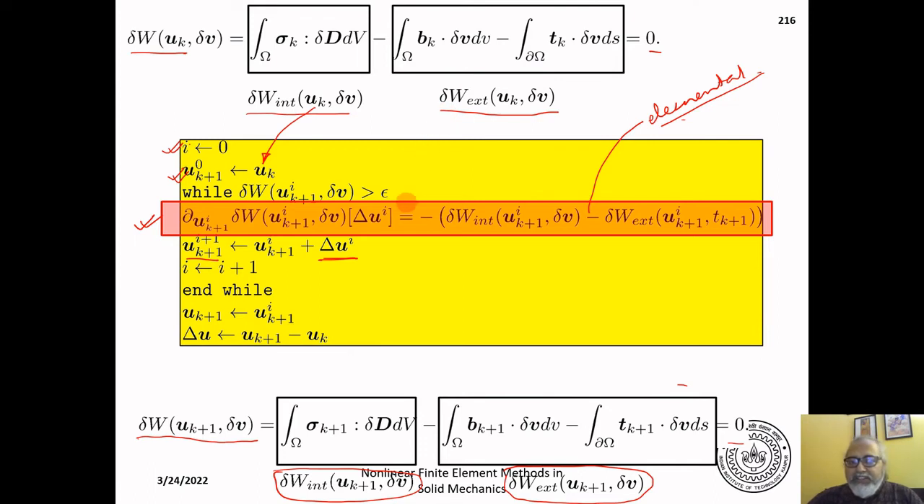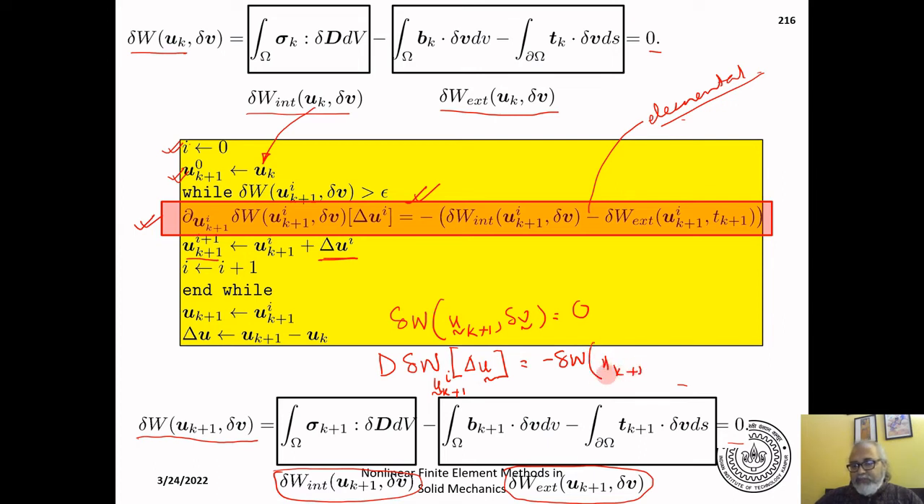Now this is the Newton-Raphson step, where I am trying to set del w of uk plus 1, for an arbitrary delta v, equal to 0. To do that, the Newton-Raphson step is that the directional derivative of delta w in the direction of delta u has to be equal to minus del w, and this del w has to be calculated at the ith iteration of uk plus 1, and so does this.